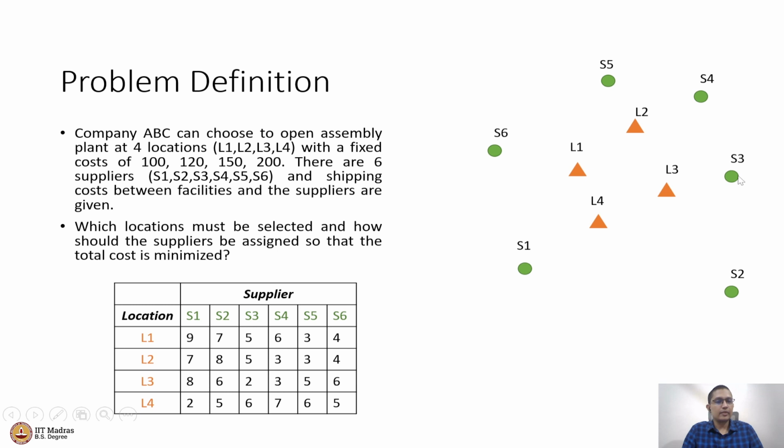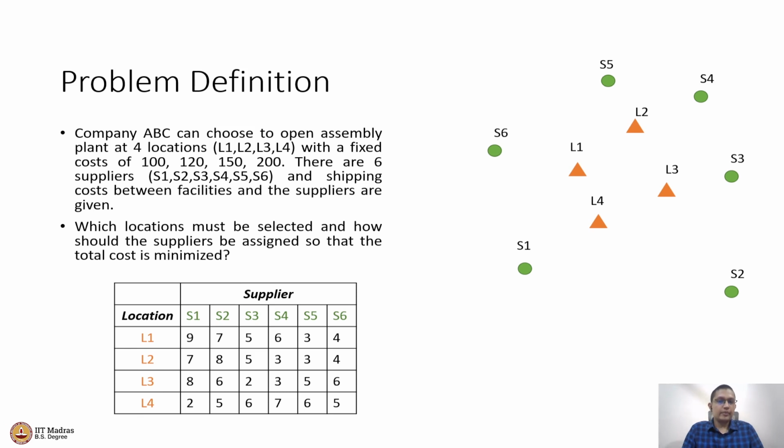Right? Similarly, let's say S3 to L3. So S3 to L3, the cost is around 2 units. So this is the shipping cost. Additionally, for building facilities at L1, ABC will incur 100 units of cost. If ABC decides to build the location at L2, the cost incurred is 120 units of cost. Likewise, for L3 and L4, it is 150 and 200. And this shipping cost is also going to be borne by ABC.